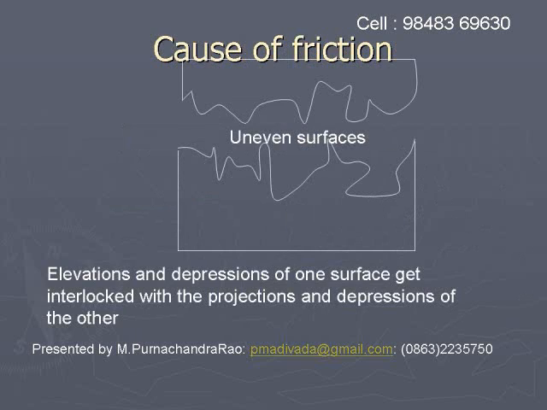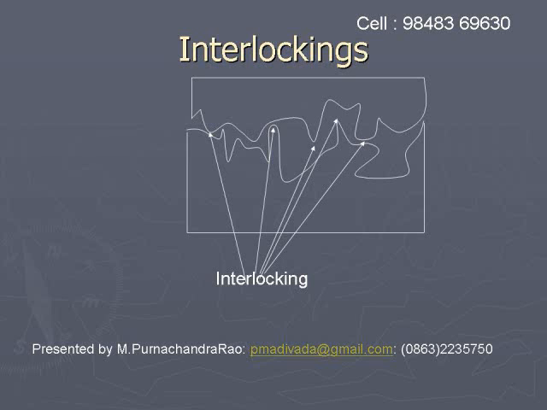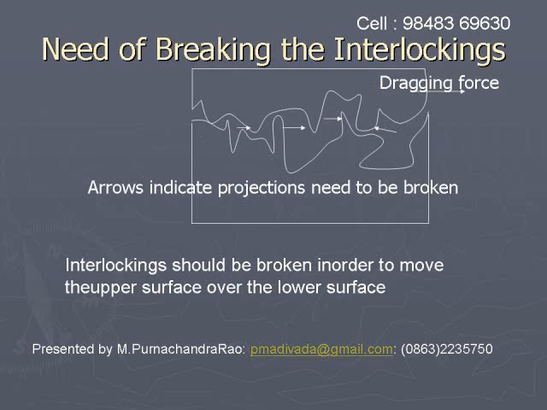The uneven surfaces, projections and depressions of one surface get interlocked in another surface. The projection of one surface falls into depression of another surface. When the upper surface is dragged to the right, then the interlockings should be broken in order that the upper block may move over the lower one. We have to break the interlocking elevations and depressions.